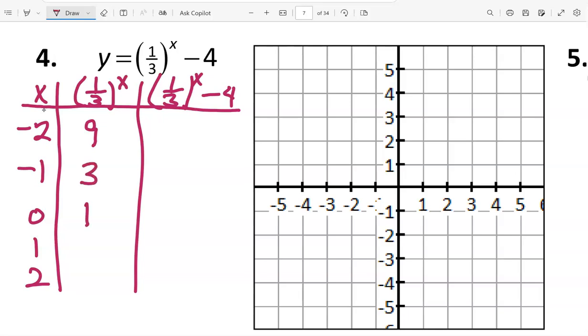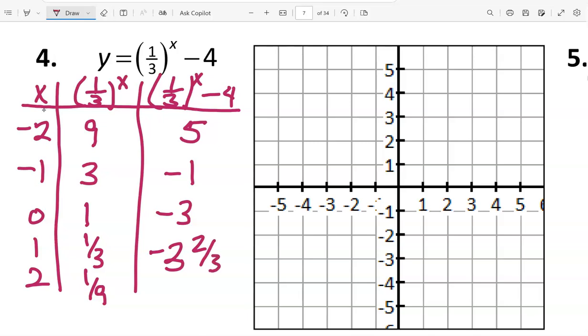1/3 to the 0 is 1. 1/3 to the 1 is 1/3. 1/3 to the 2 is 1/9. Now if we subtract 4 from them, we're going to get 5, -1, -3. And 1/3 minus 4 is -3 and 2/3. 1/9 minus 4 is -3 and 8/9.